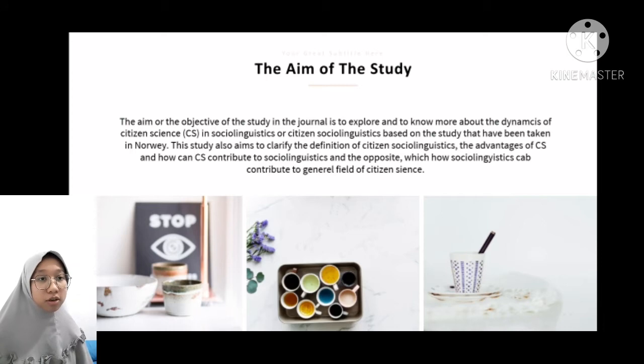The aim or the objective of the study in the journal is to explore and to know more about the dynamic of citizen science in sociolinguistics, or citizen sociolinguistics, based on the study that has been taken in Norway. The study also aims to clarify the definitions of citizen sociolinguistics, the advantages of CS and how CS can contribute to sociolinguistics, and the opposite, which is how sociolinguistics can contribute to the general field of citizen science.